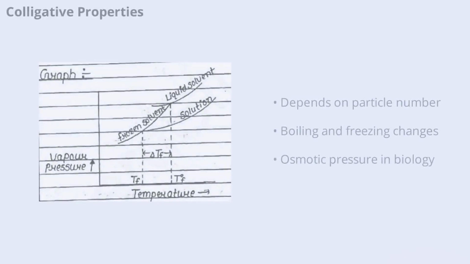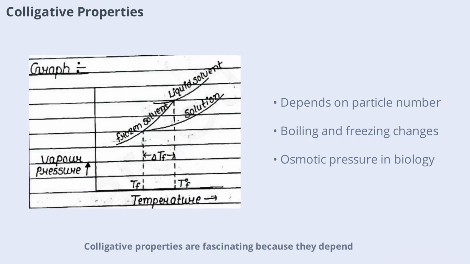Colligative properties are fascinating because they depend only on the number of solute particles, not their nature. These include relative lowering of vapor pressure, elevation of boiling point, depression of freezing point, and osmotic pressure. For example, adding salt to water raises its boiling point and lowers its freezing point, which is why salt is used to melt ice on roads. Osmotic pressure is especially important in biological systems, as it governs the movement of water across cell membranes.